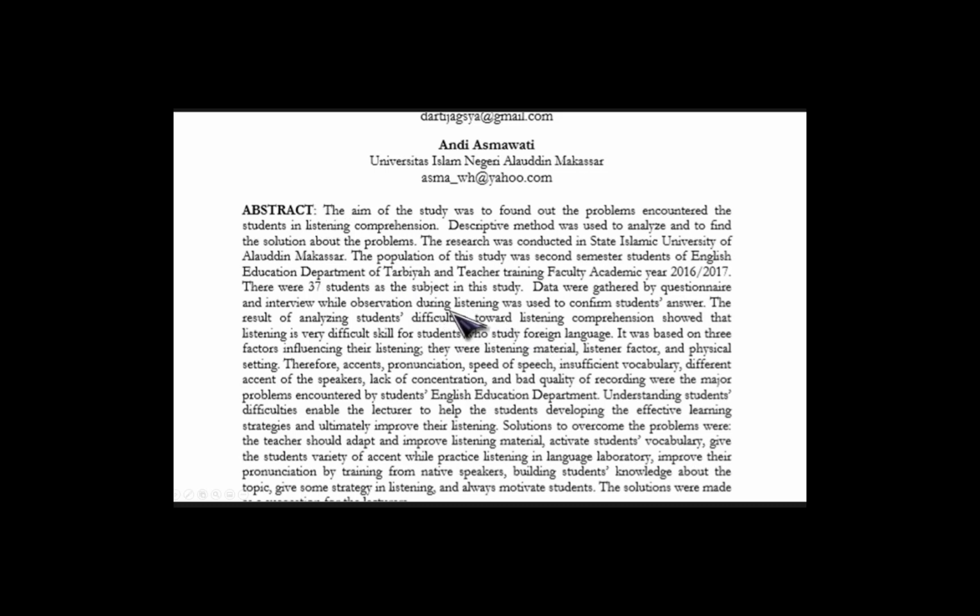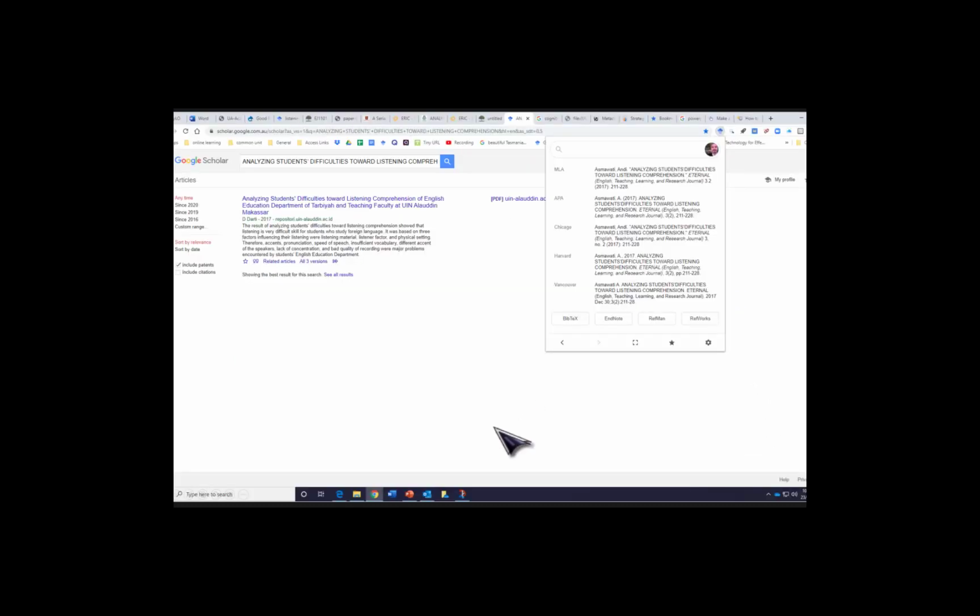When I read the abstract, I can find, okay, so it is based on 3 factors. So listening comprehension problems come in 3 types: listening material problems, listener factor problems, and physical setting problems. And here is some of those examples of problems: accents, pronunciation, concentration, bad quality. These are all in the abstract. And this is really gold, right? This is what I want. This perhaps is all I need for my essay. So I've saved reading 18 pages by just focusing on the abstract.